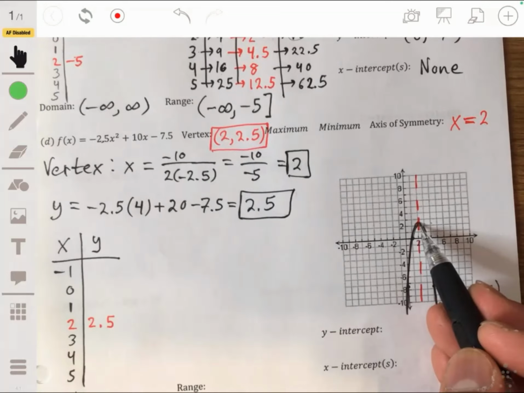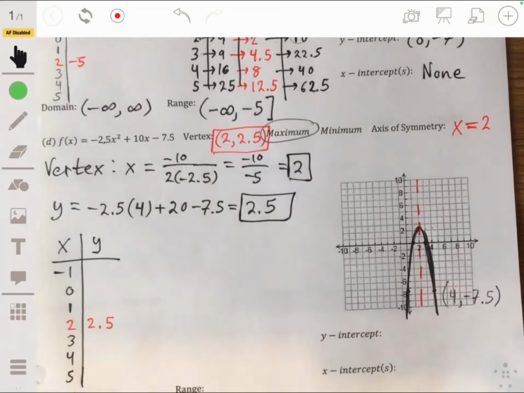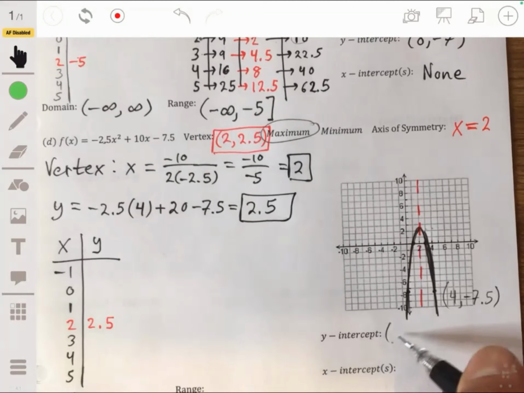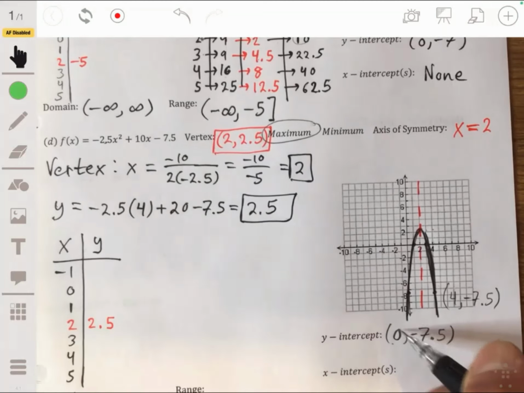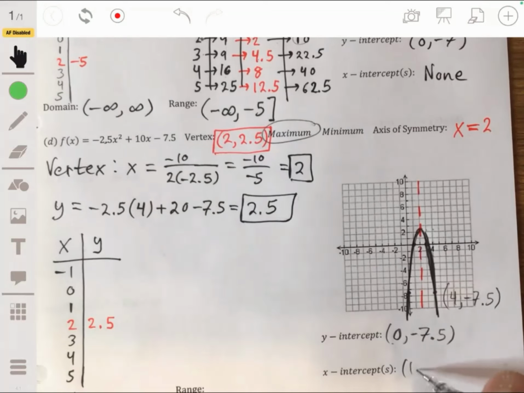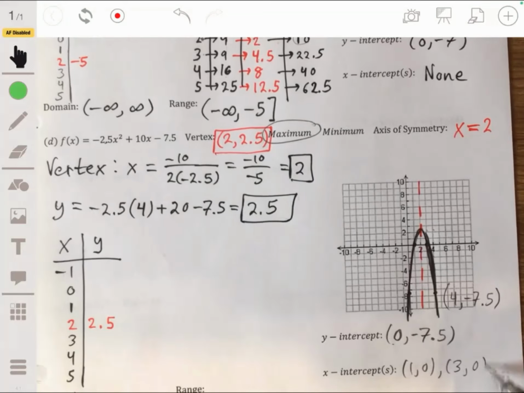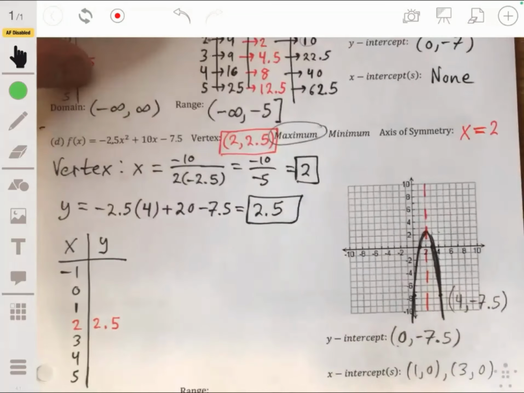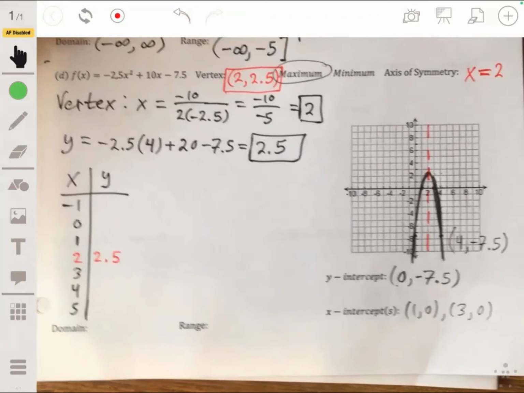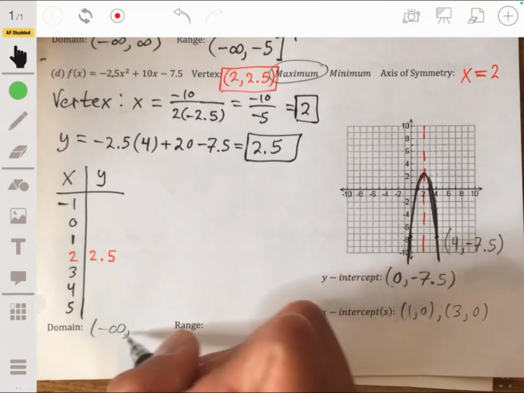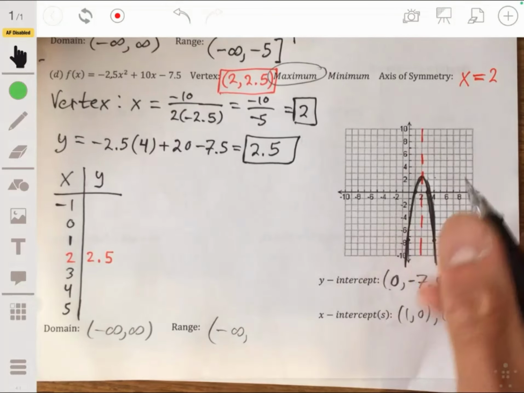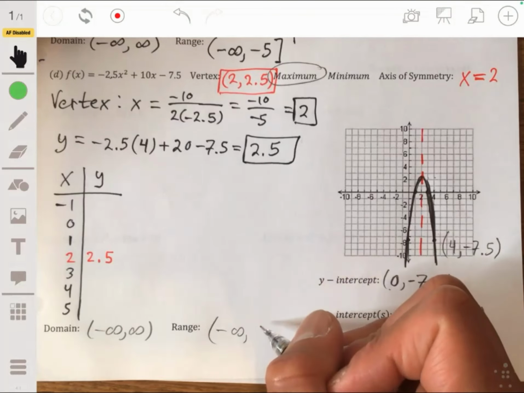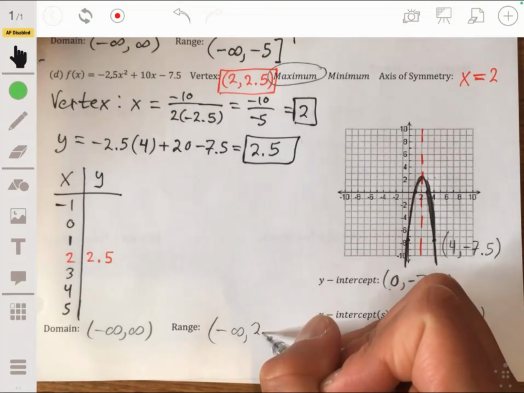So the vertex will then be a maximum. The y-intercept will be at 0, negative 7.5. X-intercepts will be at 1, 0, and 3, 0. Domain, negative infinity to positive infinity. And the range will be from negative infinity up to 2, or up to 2.5, actually.